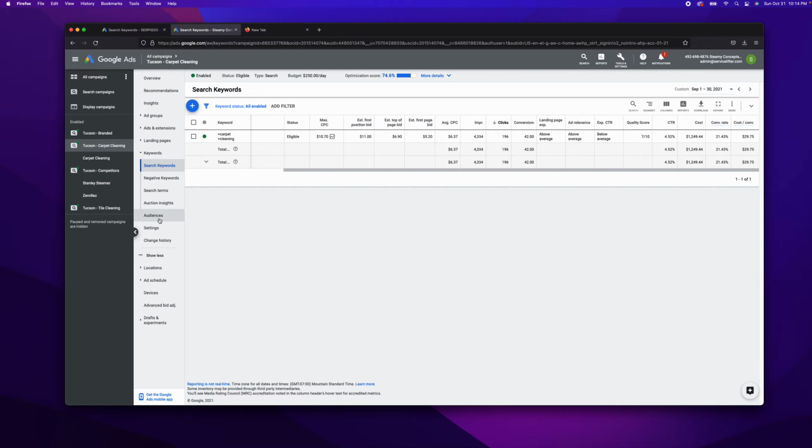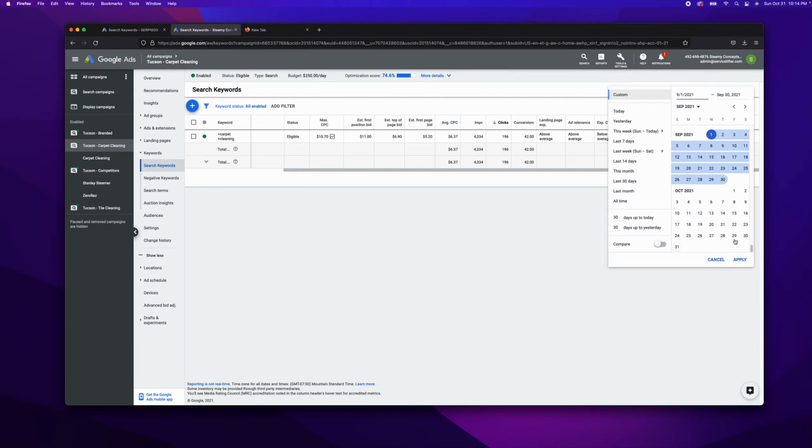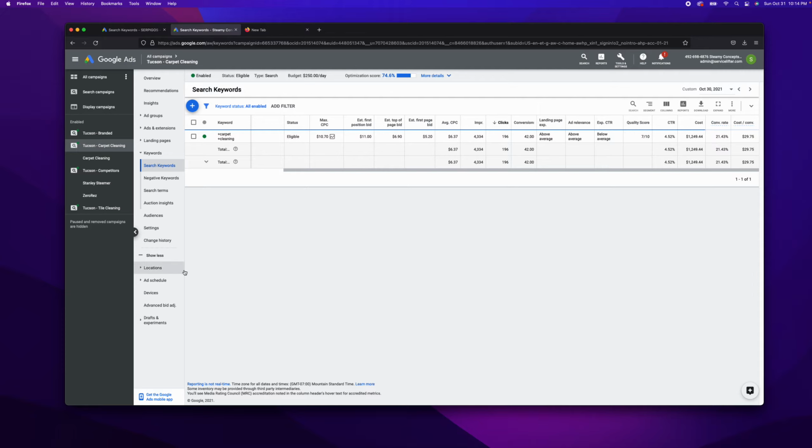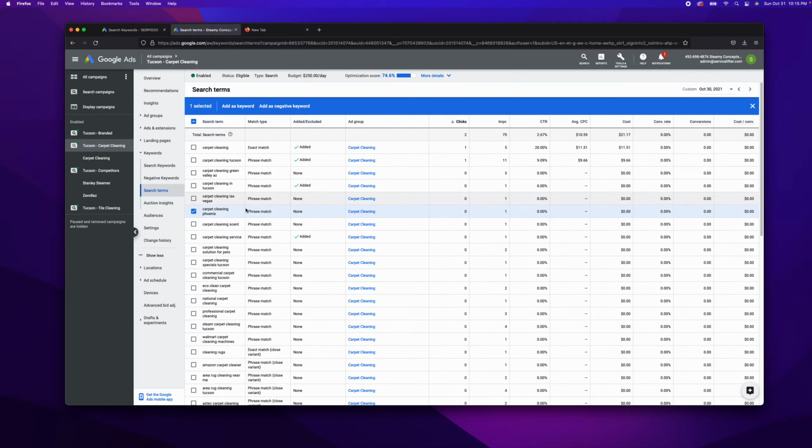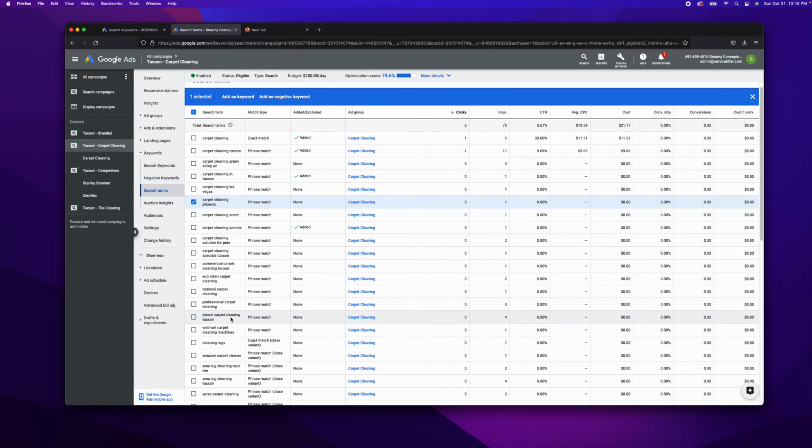So again, what we would do over time is come down here to search terms. We would filter by a date. I don't think we ran any ads today actually, so I'll go back to Saturday. You would come down here to search terms and start going through them to make sure that they're all kind of what you want. Since we have a competitor campaign, I would remove any competitors from this Tucson carpet cleaning campaign. So obviously you can go through here real quick, look at carpet cleaning Phoenix. No, we're in Tucson. Phoenix is a different city about 100 miles away. So essentially what you're doing is building your negative keyword list comprehensively through trial and error.